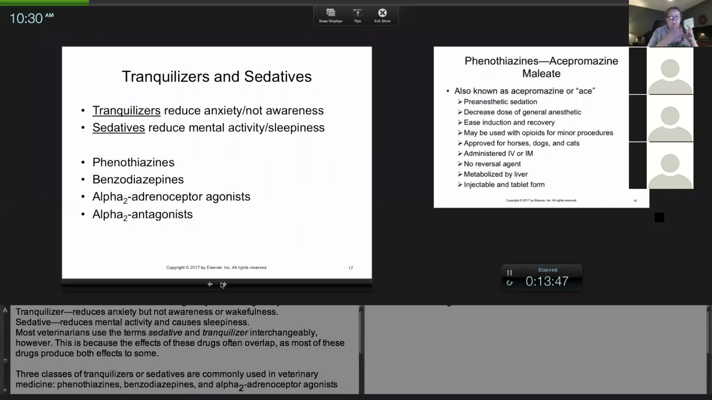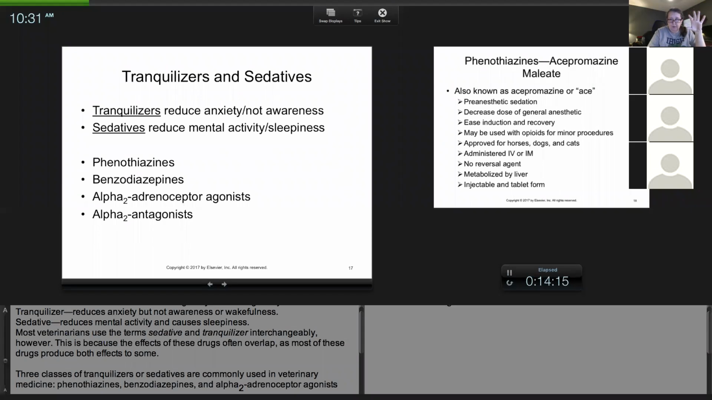Now, let me move on to the next category. Tranquilizers and sedatives are like a family. And again, it's a little confusing because people use these words interchangeably. Remember, a tranquilizer is going to reduce anxiety, maybe not awareness, but sedatives are going to decrease mental activity and have varying levels of sleepiness.